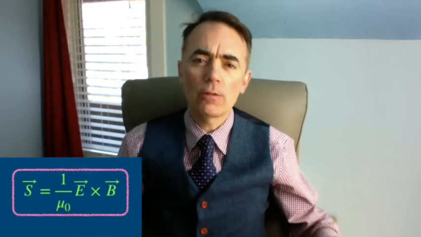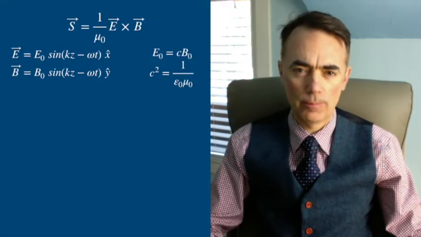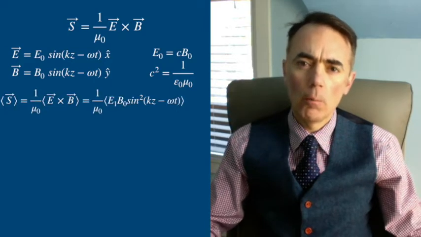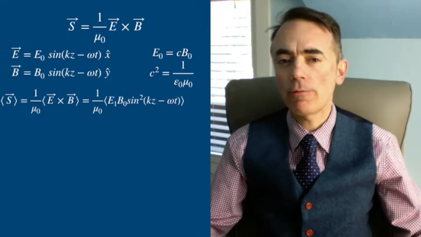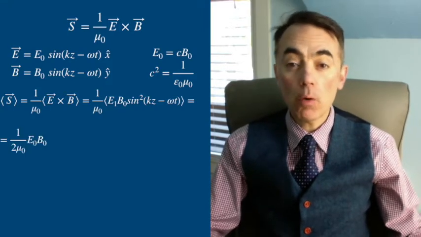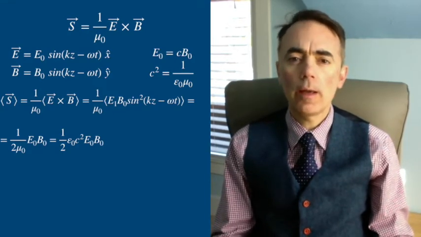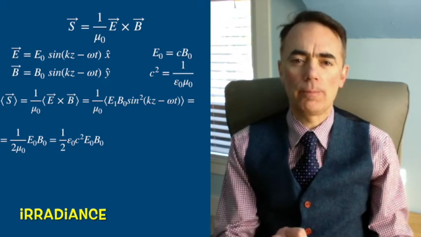But because these fields are oscillating, the Poynting vector is also oscillating. So in order to calculate the energy flux, we might want to calculate an average value over one oscillation. Because the average value of a sine squared or a cosine squared is 1/2, then we have that the average of the power density of an electromagnetic wave is 1/2 of epsilon naught c squared E naught B naught. This we shall call the irradiance.